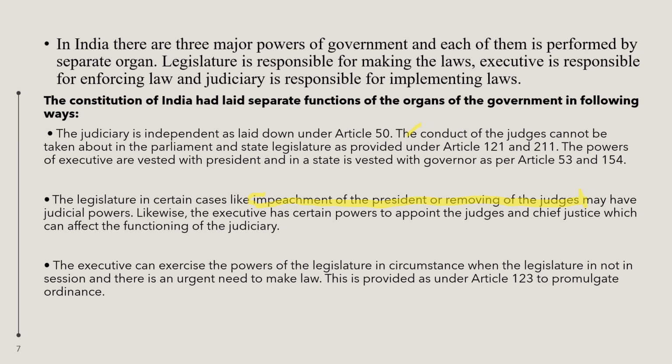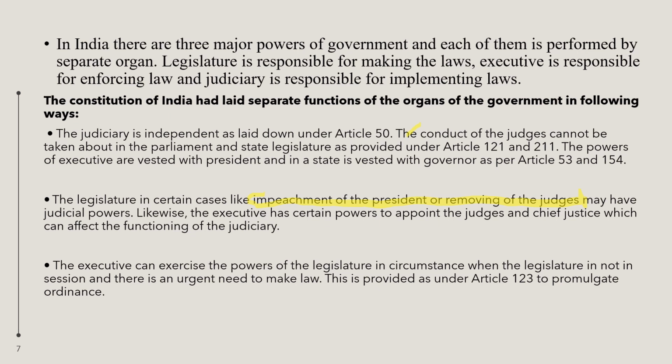The executive can exercise the powers of the legislature in circumstances when the legislature is not in session and there is an urgent need to make laws. This is provided under Article 123 to promulgate ordinance. Now, what does this sentence basically mean? There are some times when the legislature is not able to make laws. So at that time, the executive is responsible for making laws, and the other people are asked to follow and abide by these laws. This particular provision is mentioned under Article 123, which is promulgate ordinance.